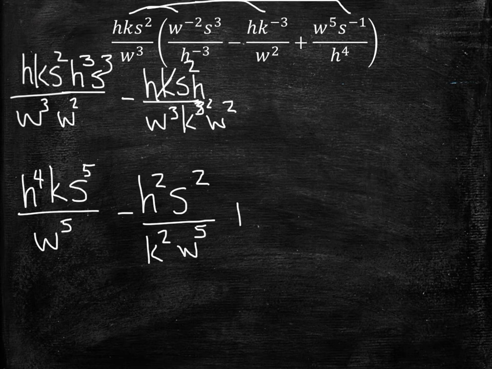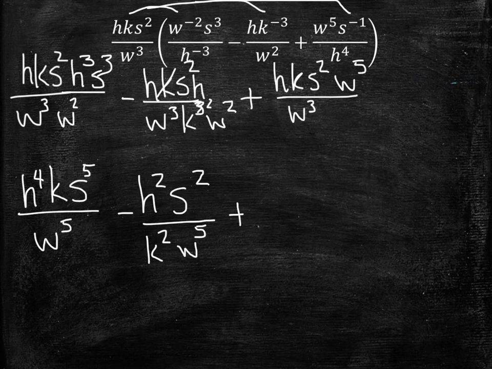Here now I'm going to add H, K, S squared over W cubed times W to the fifth power. The S moves on bottom. H stays on bottom. So now, some of you guys might like to just go in alphabetical order and put them where they need to be.